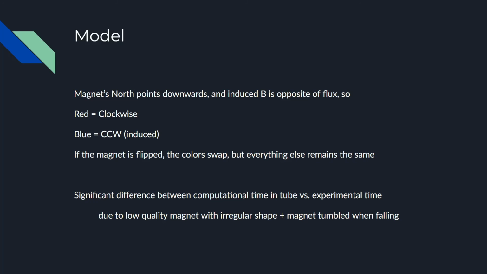And the most notable thing here is the significant difference between the computed time and the experimental time, there being a difference of about 7 seconds. And so I believe that this happened because the quality of the magnet that I was using is not good, and that it was also of irregular shape. And when going through my video, the magnet ended up tumbling while falling, meaning that there would be non-constant force throughout it. All of this ultimately caused it to not work as it should have, according to the lab. However, the model would be a much more accurate simulation.